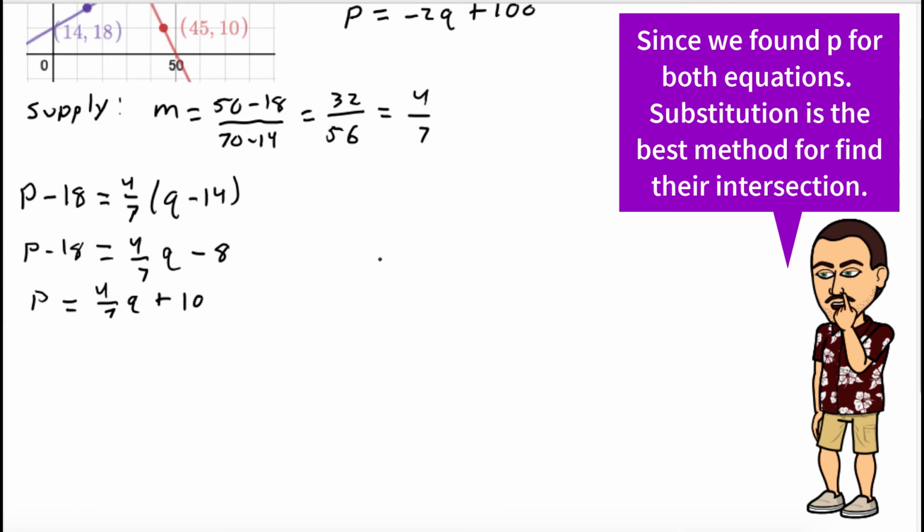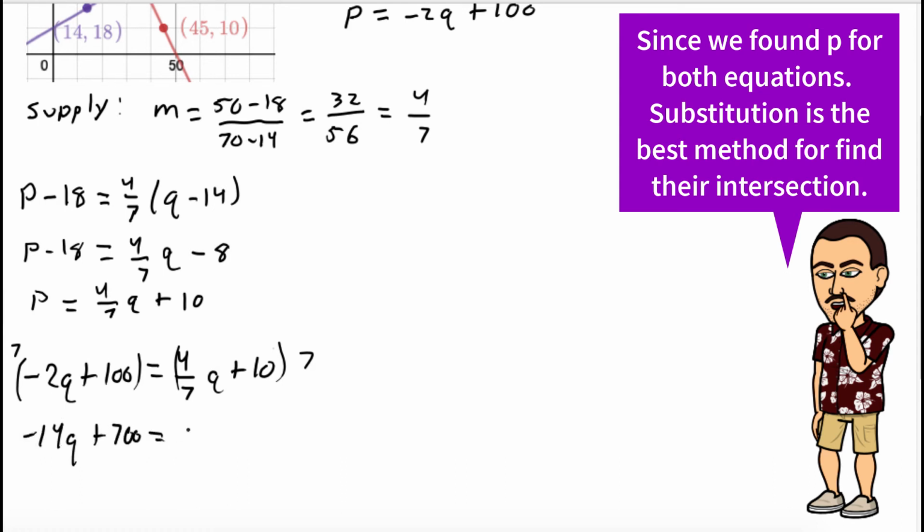And we want to find where these two lines intersect. So we could substitute our demand equation for P into P in this supply equation. So we're doing substitution. Negative 2Q plus 100 is equal to 4/7 Q plus 10. And just for the sake of simplicity, let's multiply both sides of the equation by 7 so we don't have to deal with any fractions. And when we do that, we get negative 14Q plus 700 is equal to 4Q plus 70. So the 7 gets multiplied to each term on each side.